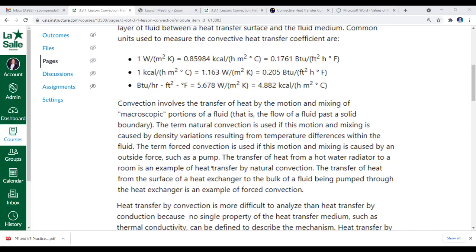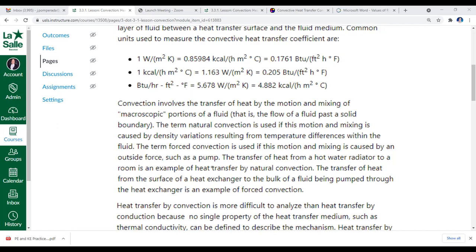Now, the transfer of heat from a hot water radiator to a room is an example of heat transfer by natural convection. So there are no pumps mentioned. There were no blades to hasten the transfer or to, let's say, induce the flow of air against this particular radiator. There's nothing mentioned about that.